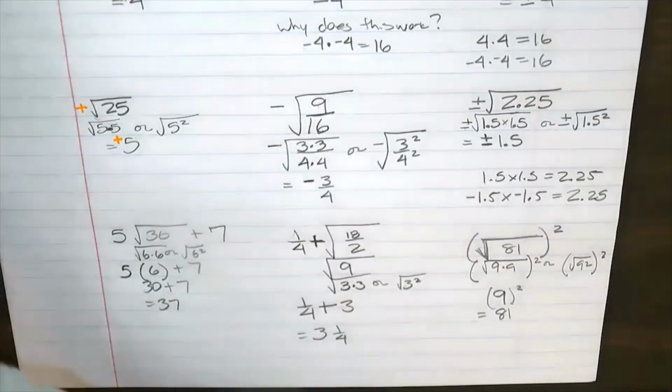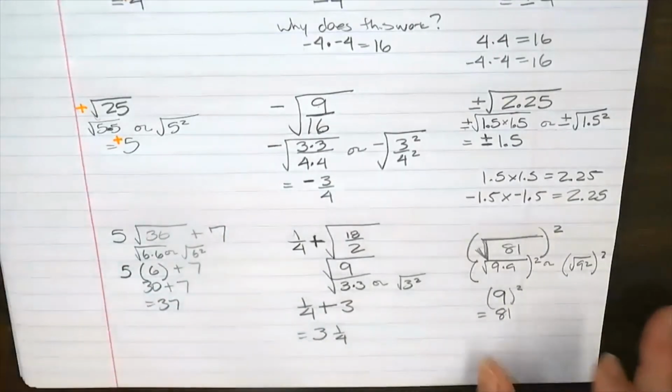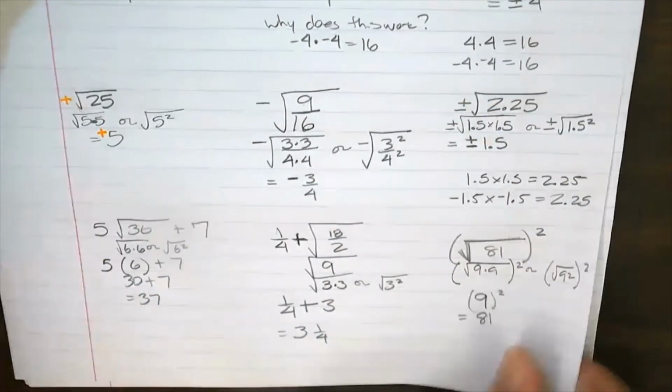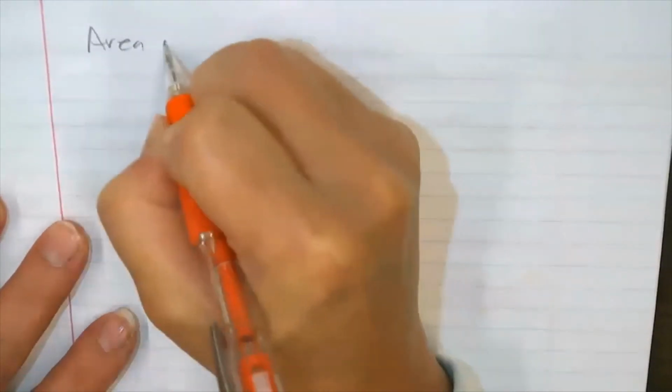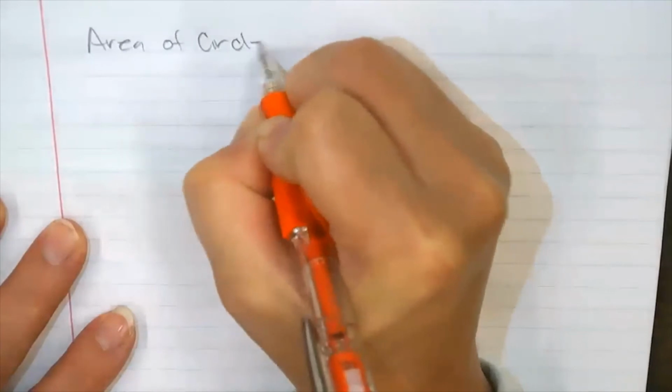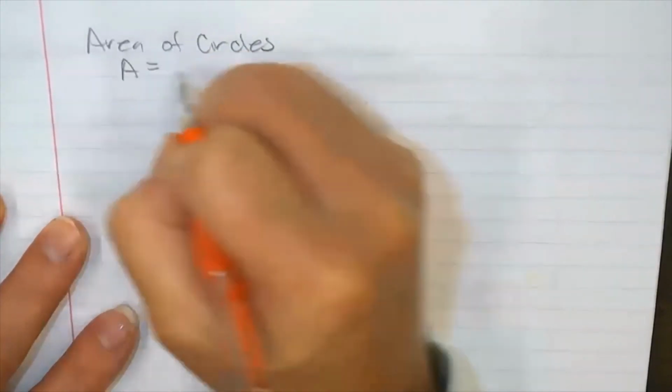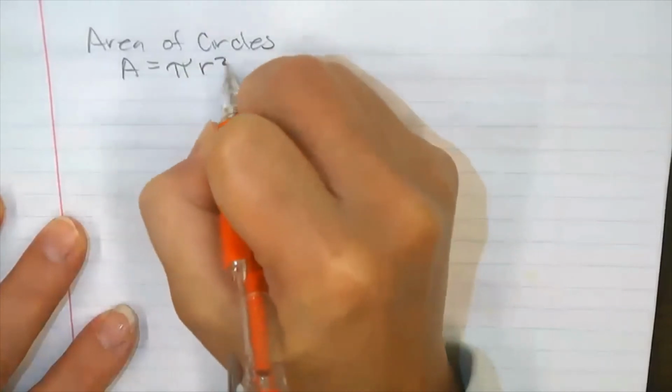So let's do one more problem. Problems like what we've been doing. Let's do one more. Let's apply this. We're going to talk about area of circles. The formula for the area of a circle is area equals pi r squared.